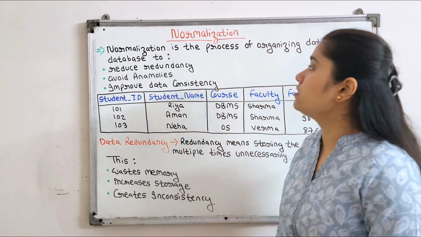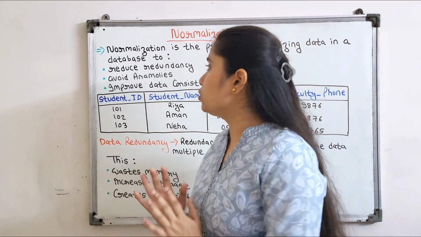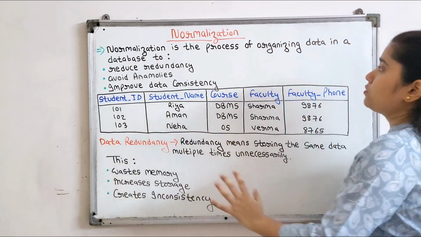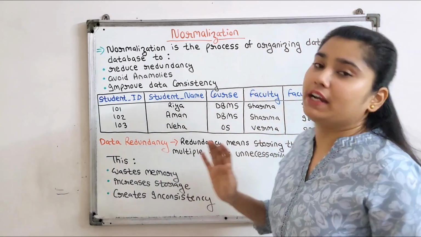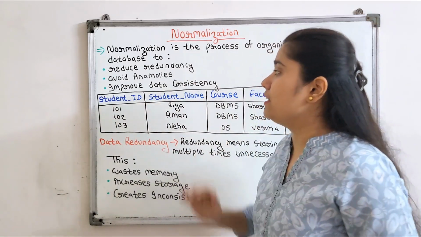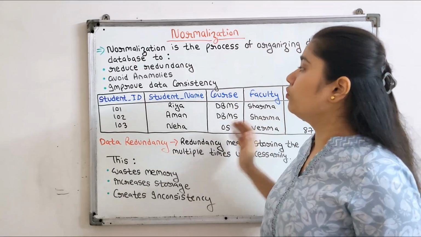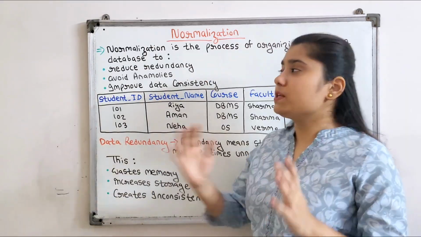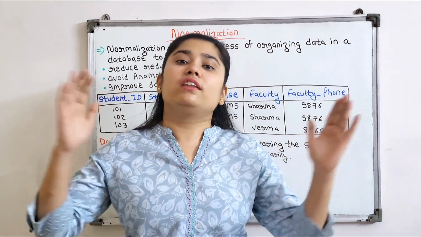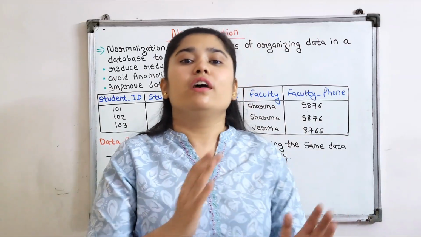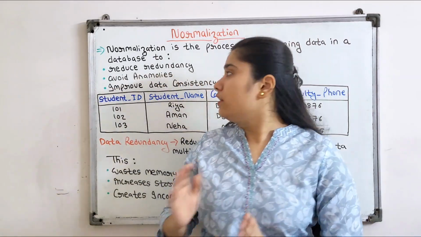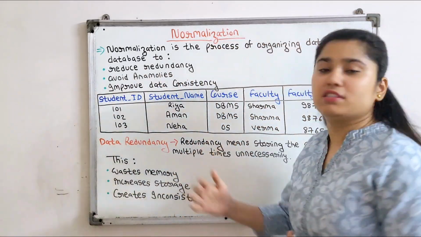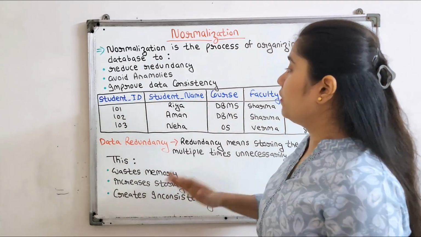So first of all, let's discuss what is normalization. Normalization is the process of organizing data in a database to reduce redundancy, avoid anomalies, and improve data consistency. Simply, normalization means dividing a larger table into smaller related tables in a proper way. Now what are redundancy and anomaly? We will discuss them one by one with the help of an example.